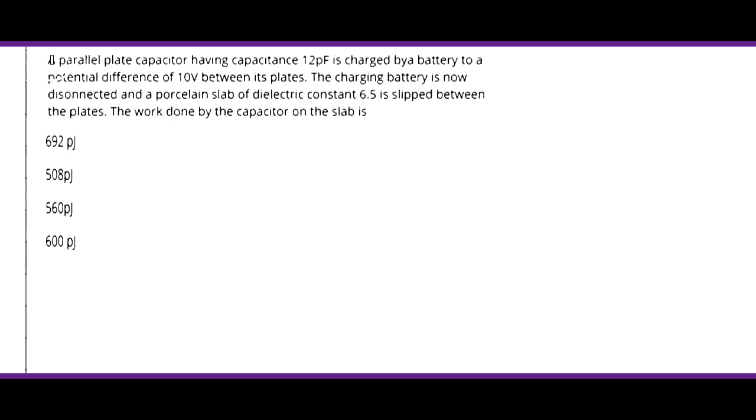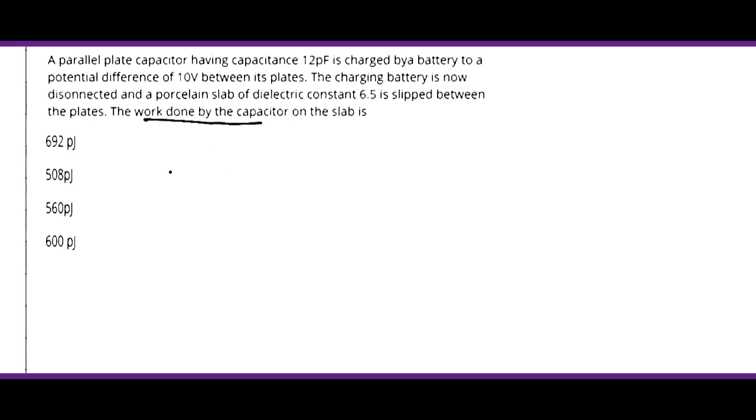Hello everyone, let's start the question. Question says that a parallel plate capacitor having capacitance 12 picofarad is charged by battery to a potential difference of 10 volt between its plates. The charging battery is now disconnected and a slab of dielectric constant 6.5 is slipped between the plates. The work done by the capacitor on the slab is, so we have to find out the work done by the capacitor.